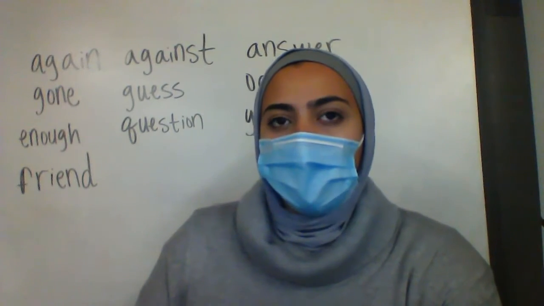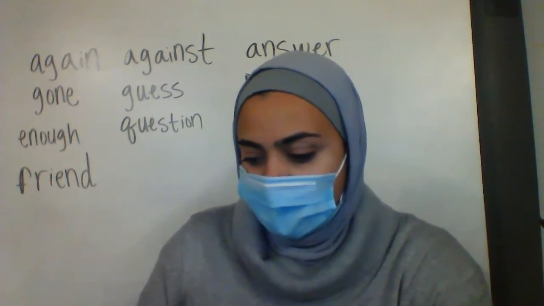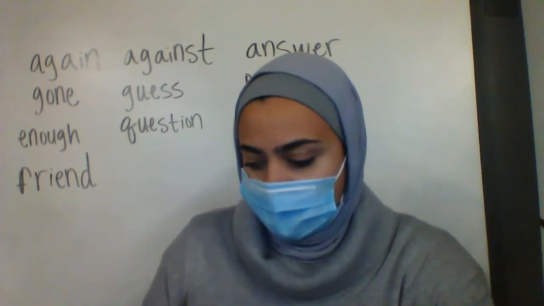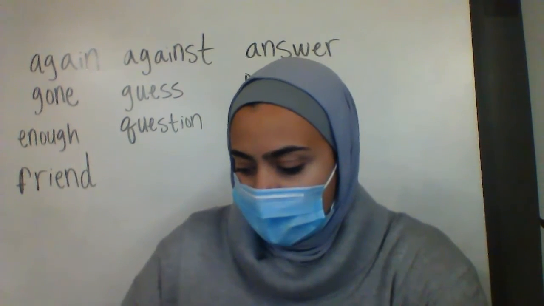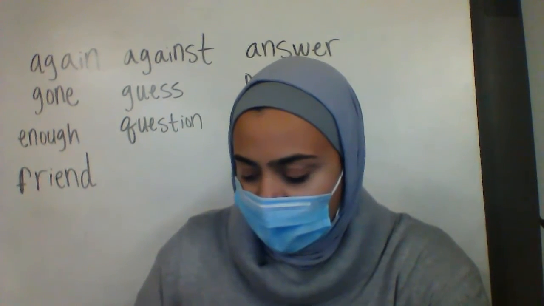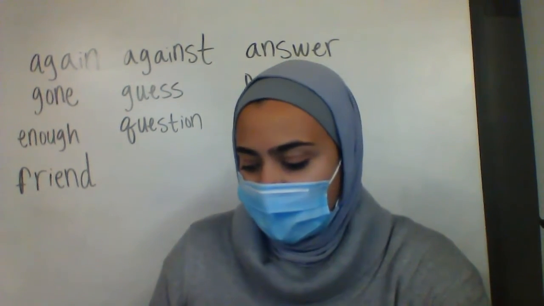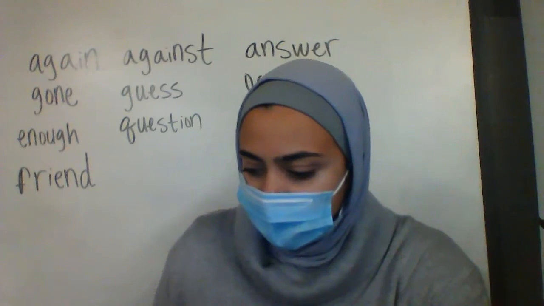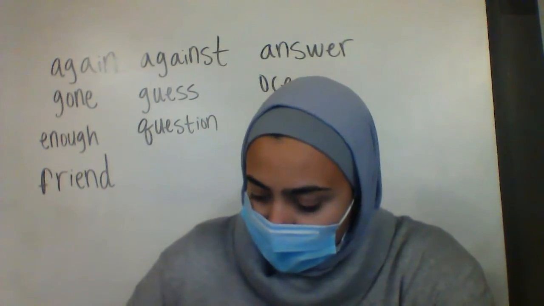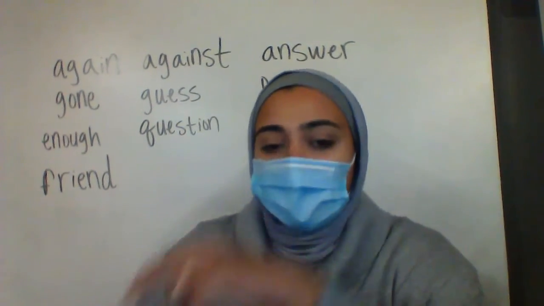N-O-N-E. Number 7, only. She only has one pencil. O-N-L-Y. Number 8, people. Many people have a pencil. People. P-E-O-P-L-E. Number 9, excuse me. Number 9 is trouble. Do not get in trouble. How do you spell trouble?